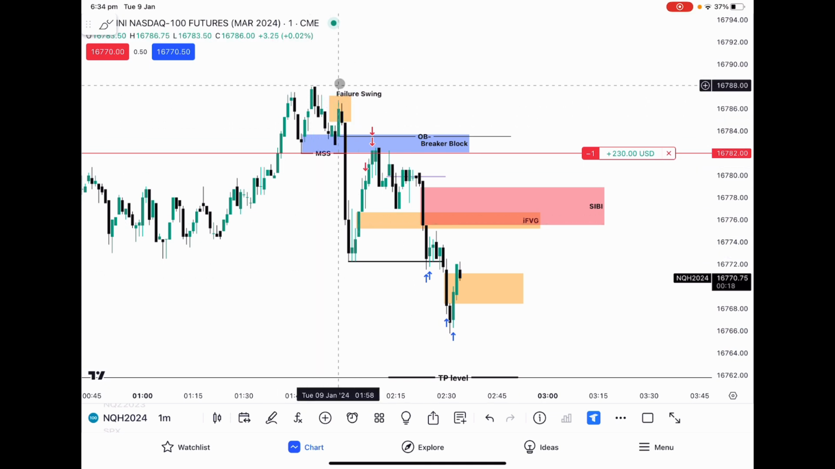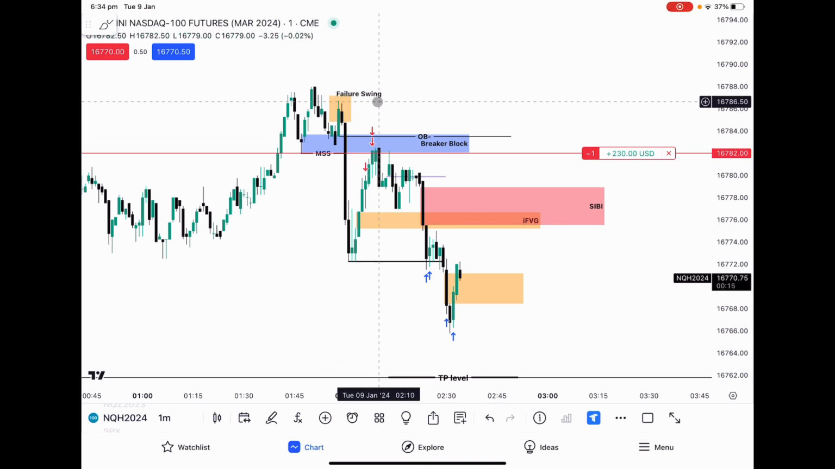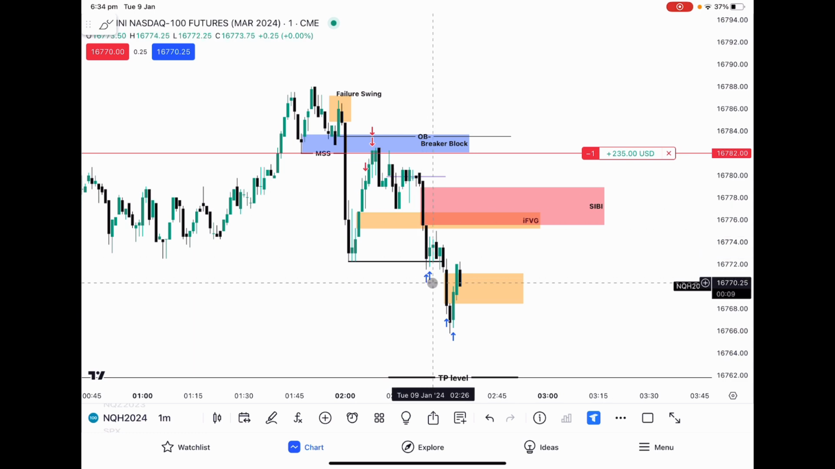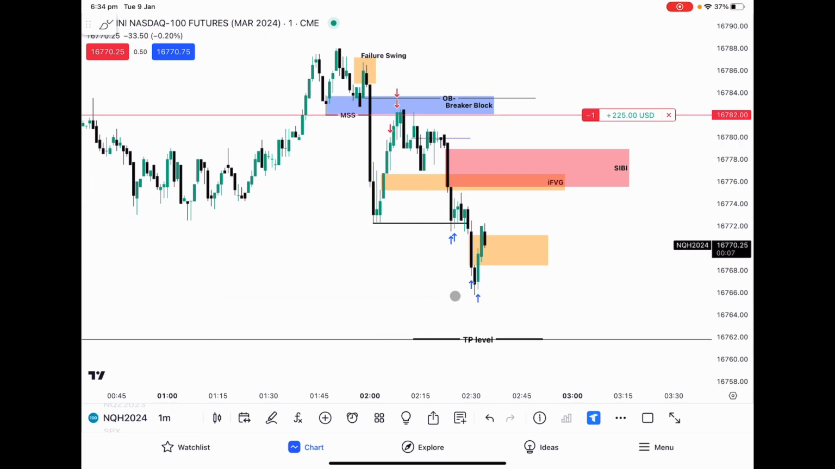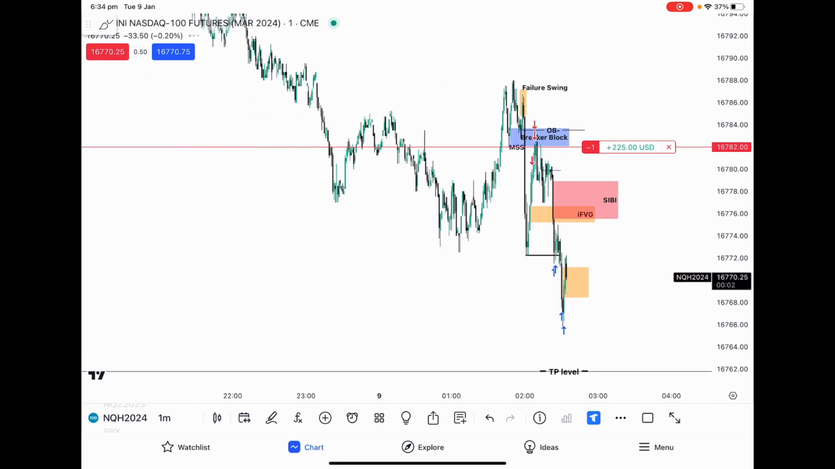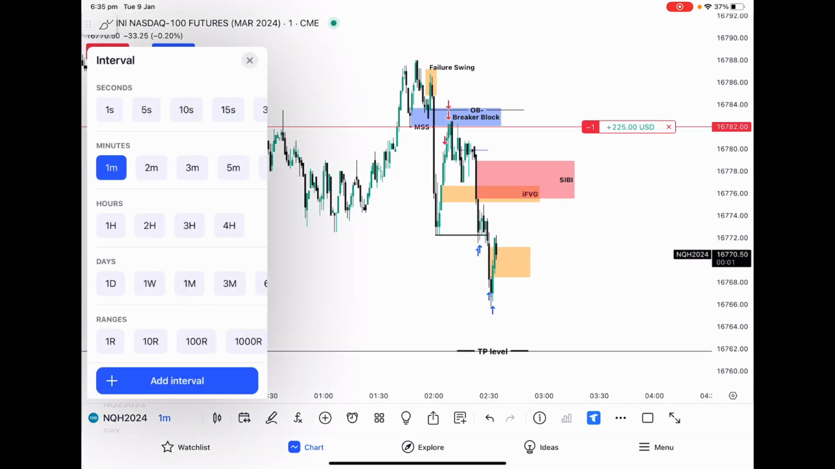So that's your failure swing. Again, that's what I was anticipating to hold. I didn't catch this move down. That was the massive move down. I caught this next move down from here, right? Working our way down to take out sell side liquidity. That's what I caught. So you can kind of see what's going on. On a 5-minute chart, just going to have a bit of a look.